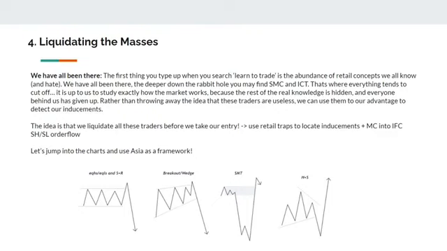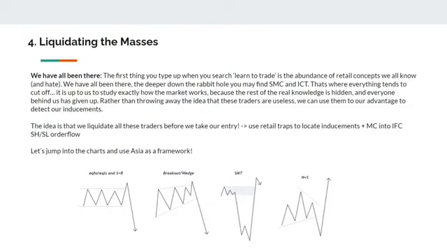So you guys are very, very lucky that you're here, just because we're very deep in that rabbit hole, okay? We got a reverse engineered outside view of how that market works and what's objectively consistent, and that's exactly what you want. Rather than throwing away the idea that these traders are useless, I sound harsh here, sorry, we can use them to our advantage to detect our inducements, right?